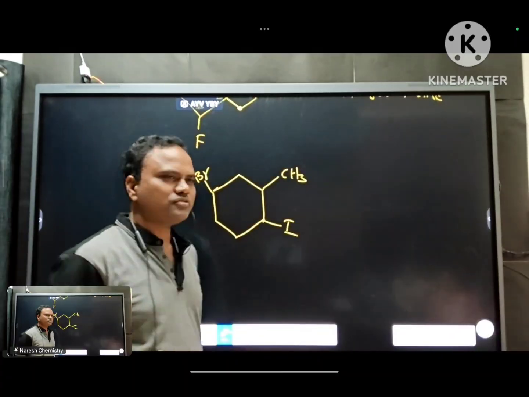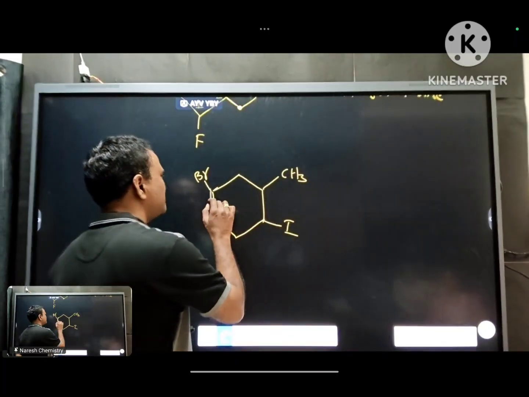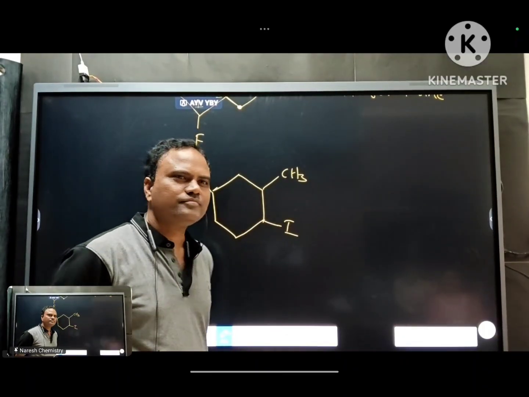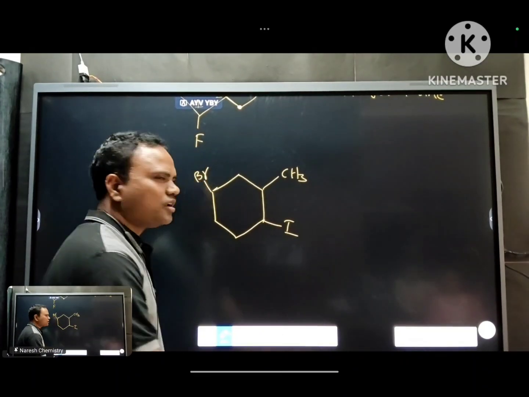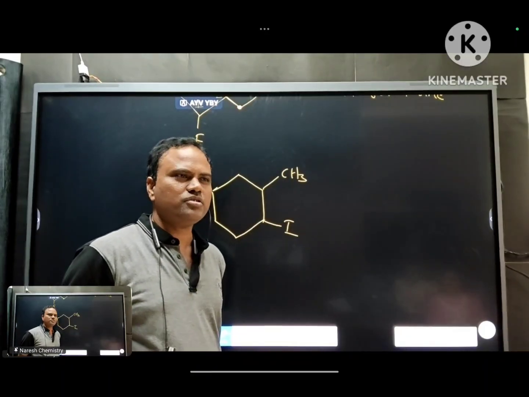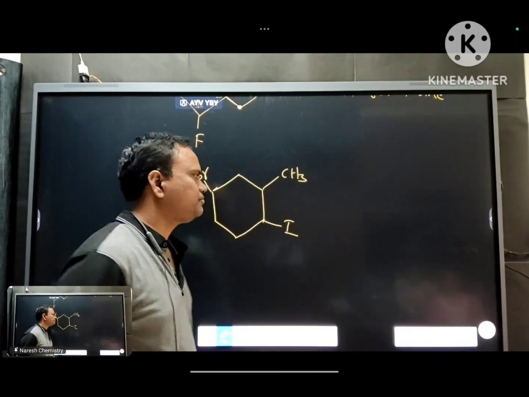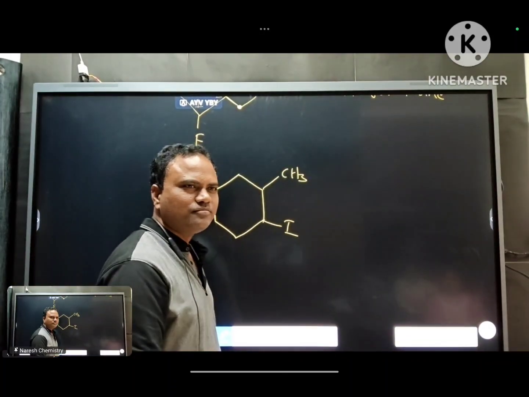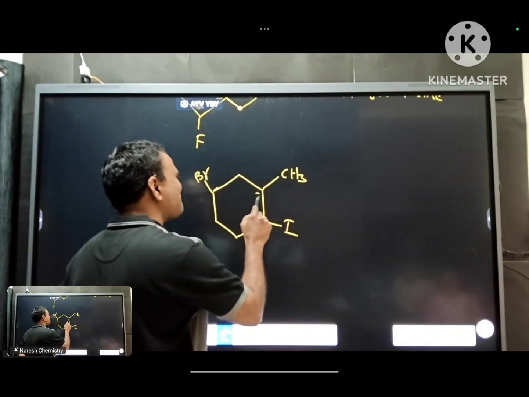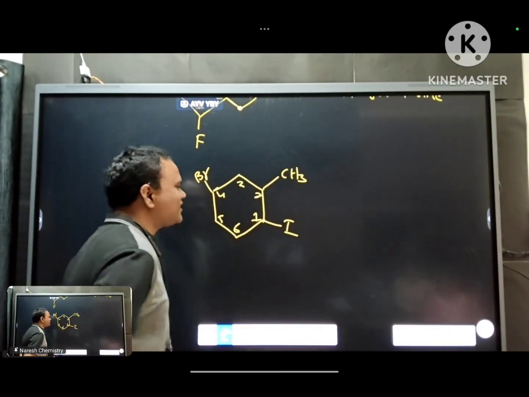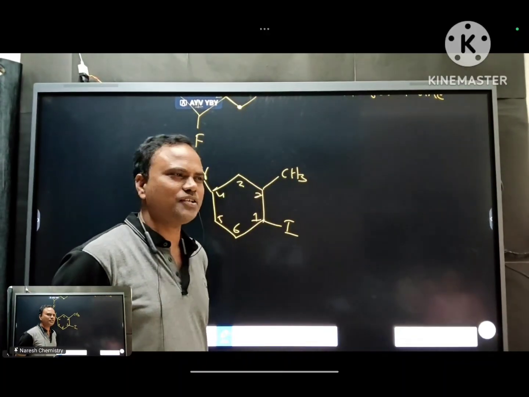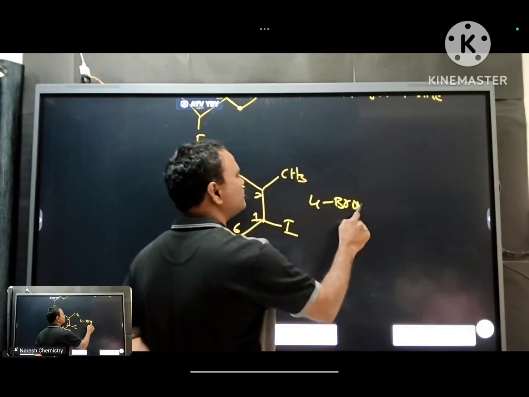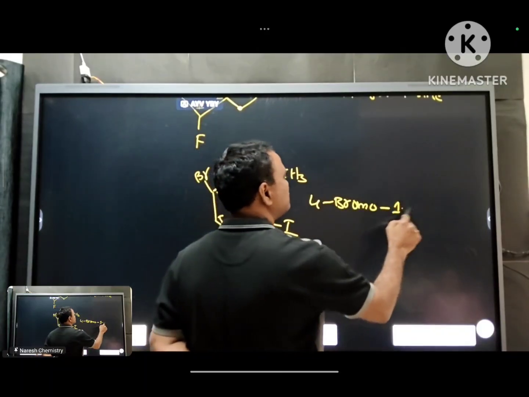Suppose B letter comes first. Should we start from this carbon? Lowest locant rule. All are not separated by the same distance, so lowest locant rule. From which carbon? Iodine attached carbon or bromine attached carbon? Iodine attached carbon. The name, correct one. Name. 4 bromo, not 1 iodine. 4 bromo, 1 iodo.